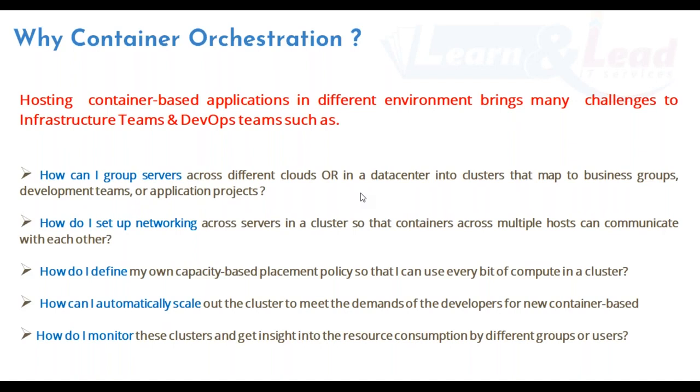Now, how do I set up networking? How can my containers communicate with each other across multiple hosts? That is also a challenge we need to resolve. Now, how do I define my own capacity-based placement policy? When we are deploying cluster-based applications, we want to deploy a specific application onto a specific host. Then how would I place my containers onto a specific host, or a group of hosts where it can acquire more resources? These kinds of challenges we also need to think about.